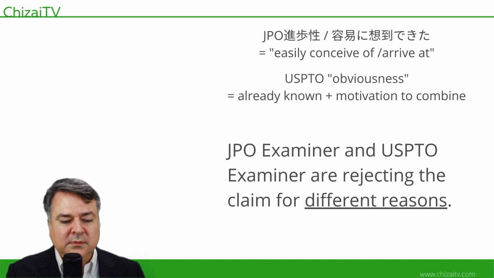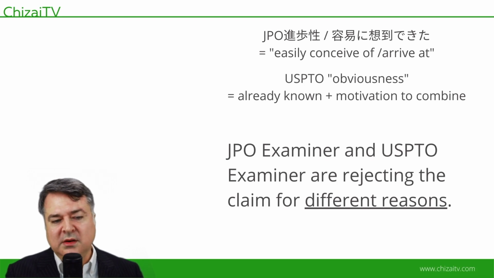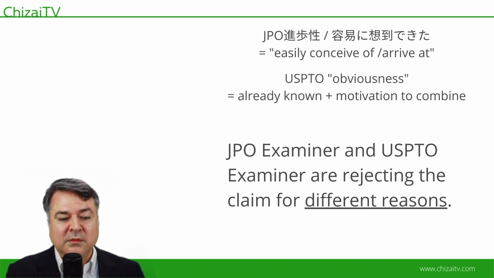So here you can see, because these two standards are different, because for inventive step, the examiner is arguing that the invention is easily conceived of or easily arrived at by a person skilled in the art. But in the USPTO, the examiner says your claim is obvious because the technology is already known and there's a motivation to combine or modify existing technology. Because they're arguing different things, they're rejecting the claim for different reasons.